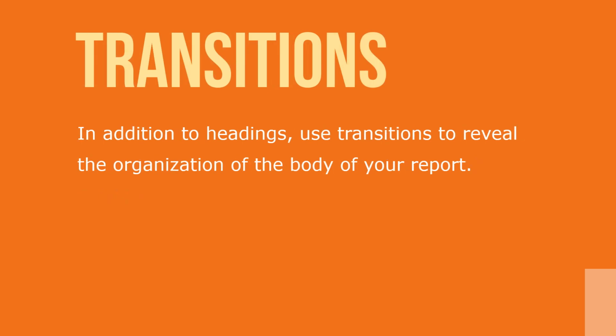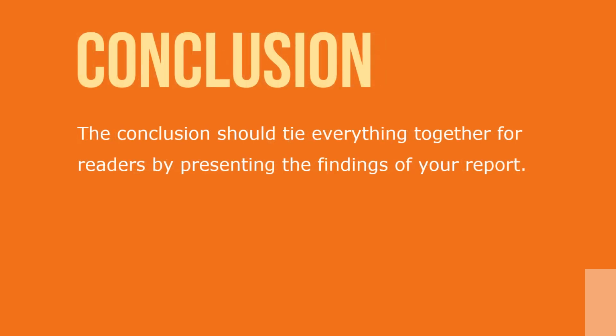In addition to headings, use transitions to reveal the organization of your body or your report. At the beginning of each major section of the body, tell the readers what they will find in that section and why. Summary sentences at the end of the section will tell readers where they have been and prepare them for any subsequent discussions. The conclusion should tie everything together for your readers by presenting the findings of your report.